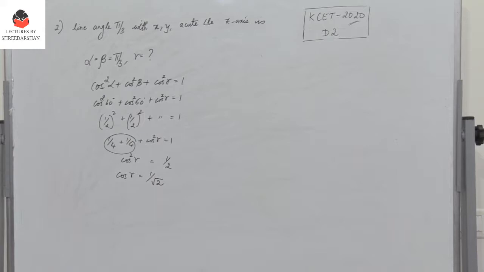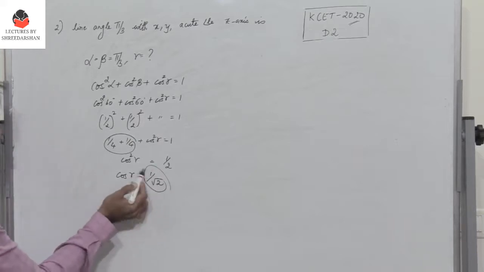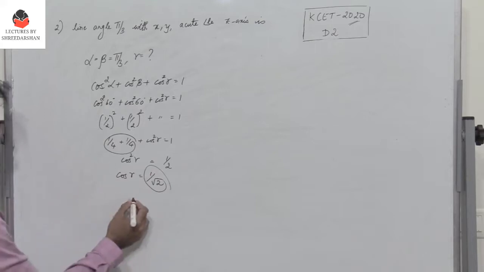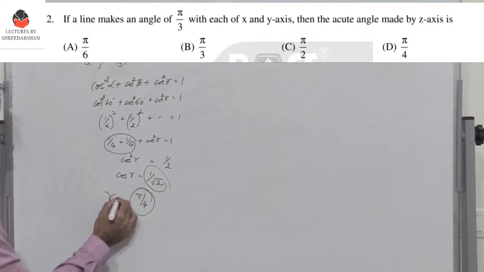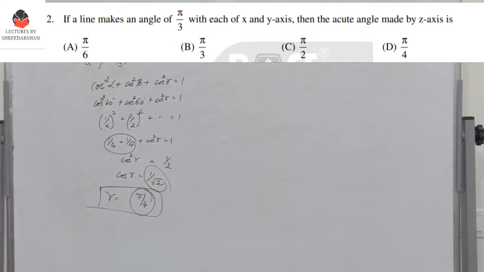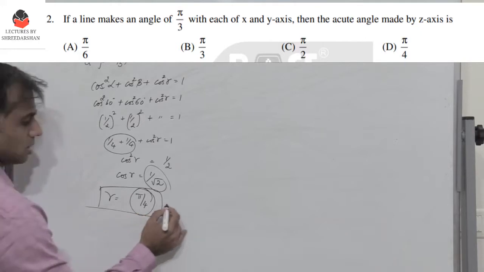Okay. So when you have cos gamma equals 1 by root 2, so cos theta equals 1 by root 2. So what is theta? Then theta is definitely pi by 4. Okay. Or here gamma equals pi by 4. So we find that the right option is D.